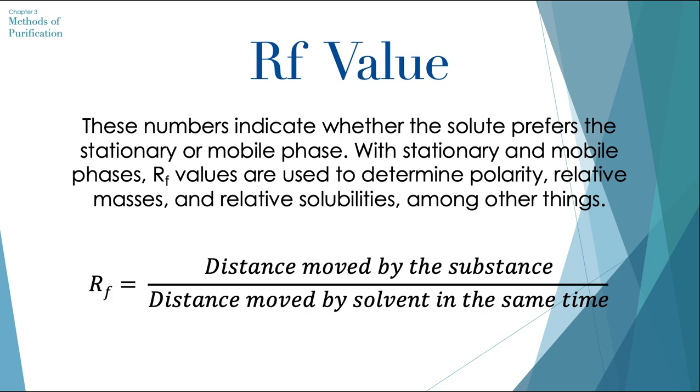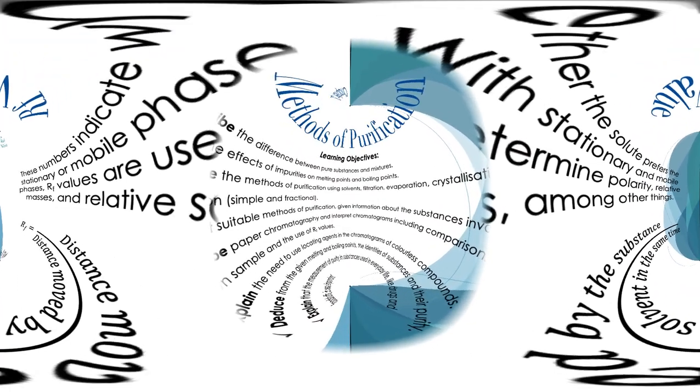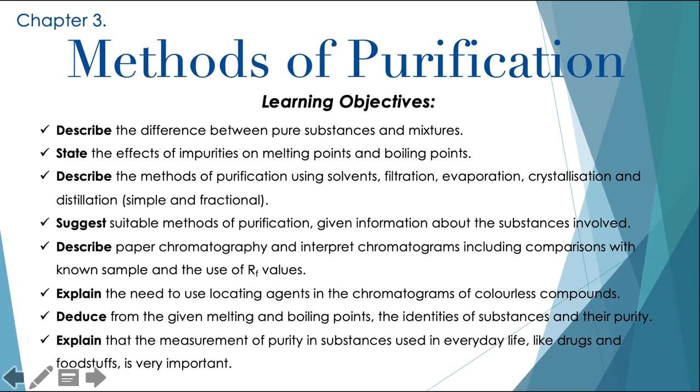So this was it for today's chapter. I hope you've understood all of it clearly. Methods of purification. In this chapter, we've completed all of these objectives. How to describe the difference between pure substances and mixtures, how to state the effects of impurities on melting and boiling points, and all the other stuff that's written over here that we read in the beginning of this chapter.